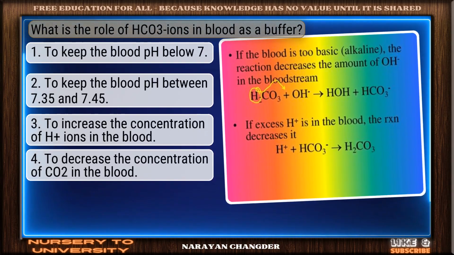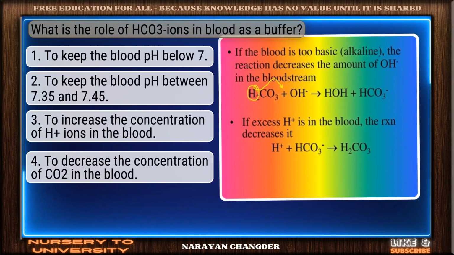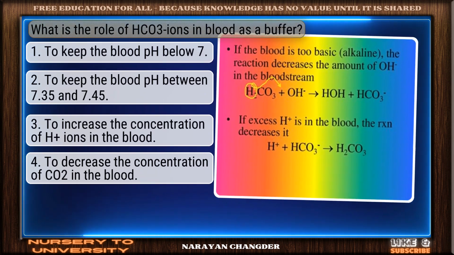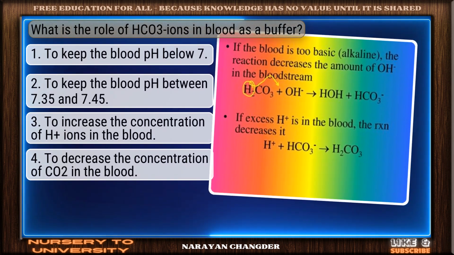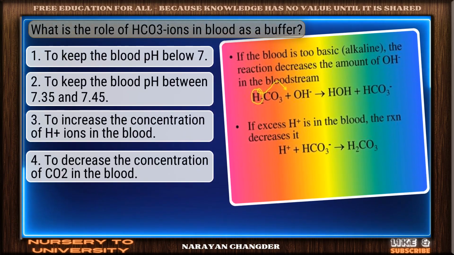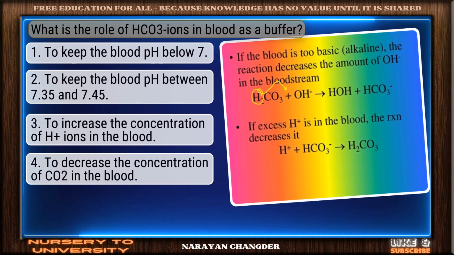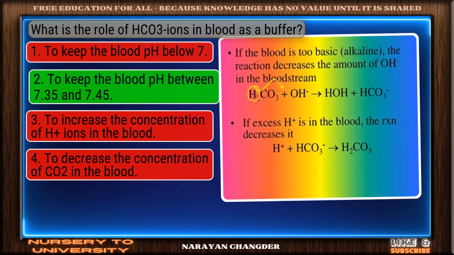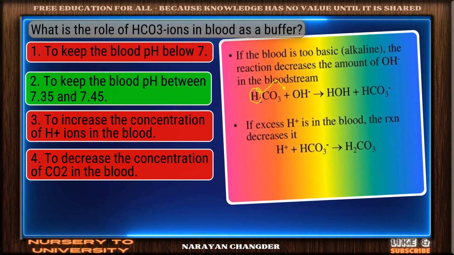What is the role of HCO3 ions in blood as a buffer? Option 1, to keep the blood pH below 7. Option 2, to keep the blood pH between 7.35 and 7.45. Option 3, to increase the concentration of H plus ions in the blood. Option 4, to decrease the concentration of CO2 in the blood. Well done, to keep the blood pH between 7.35 and 7.45.